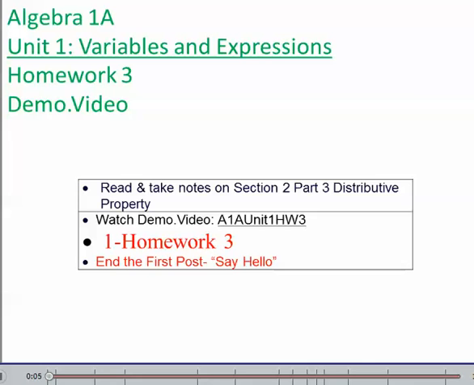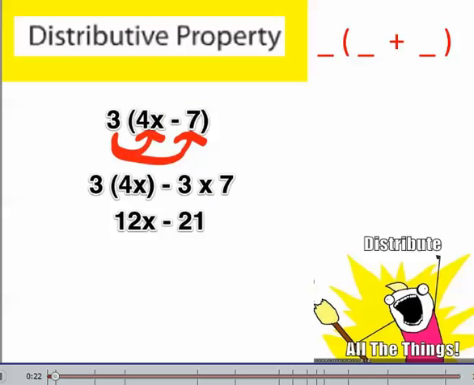It is time for our homework demo video for homework 3. You should have already read and taken notes on section 2, part 3 about the distributive property, and now we'll talk about that. So here we go. The distributive property, it is our third property. We dealt with the commutative property and the associative property. Now the distributive property, and here is what it says.